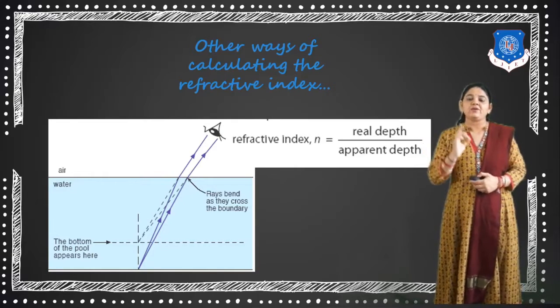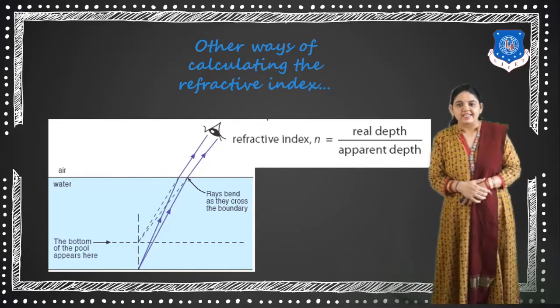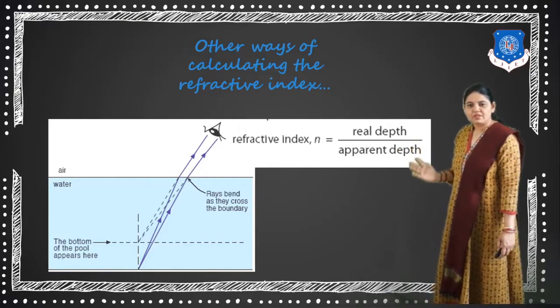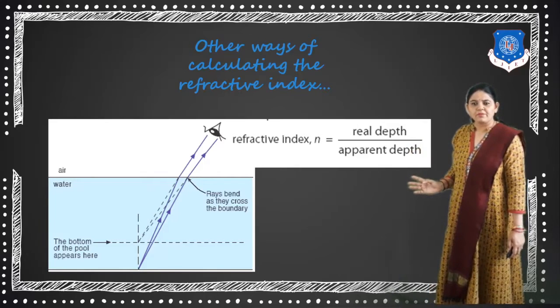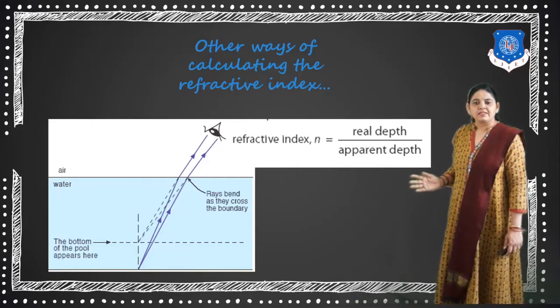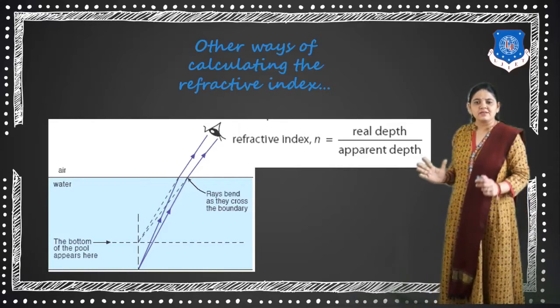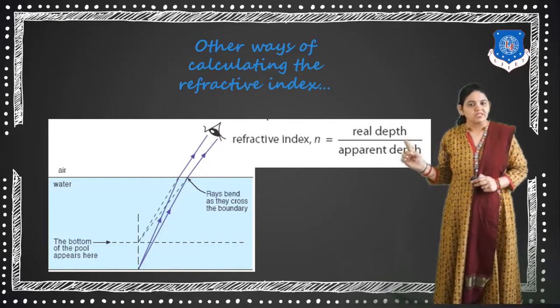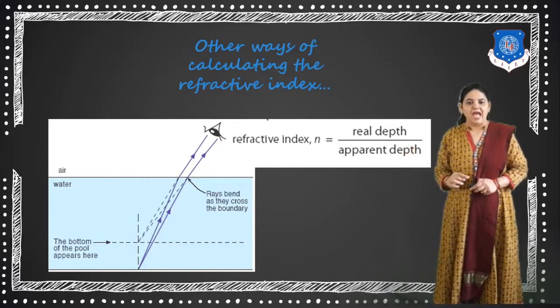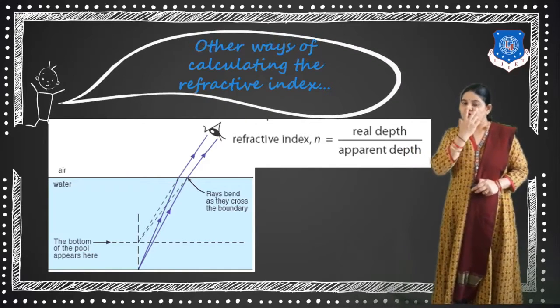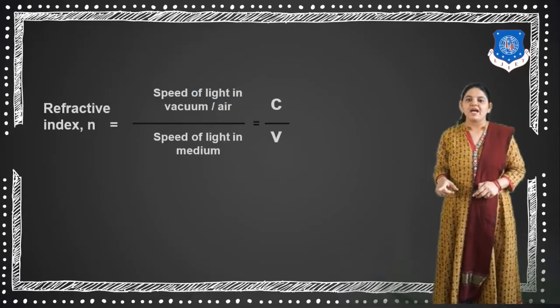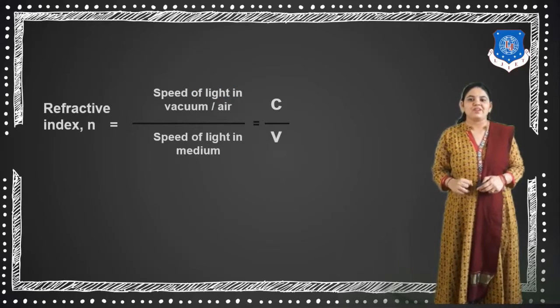So what are other ways of calculating the refractive index? Here you can see the diagram: the air medium, the water medium, and the normal axis. Now the ray bends as it passes through the boundary. So you can find the real depth divided by the apparent depth. When you see from your eye, you can see the difference, and from that you can also find the refractive index.